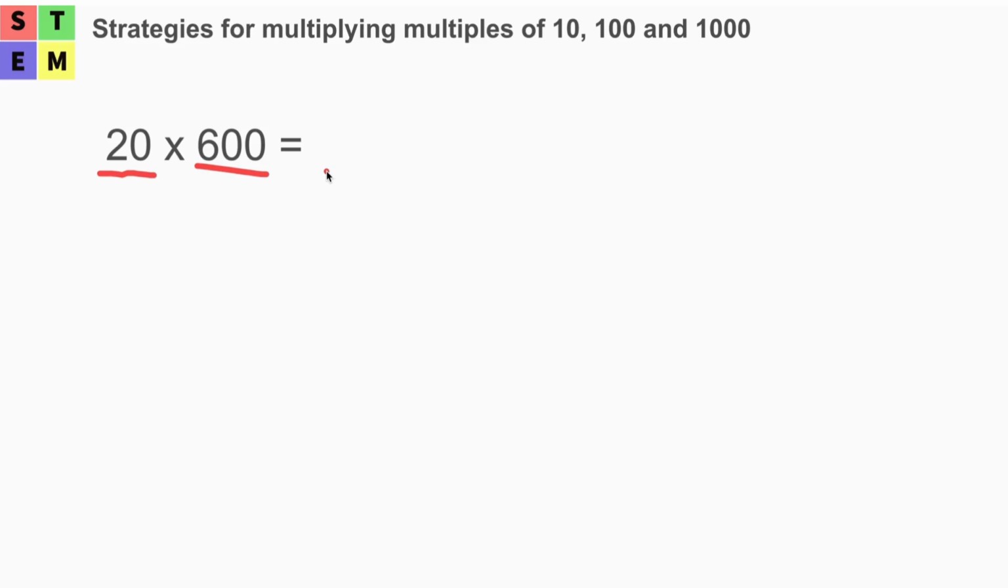So 20 is what? It's 2 times 10, right? And 600 is what? 6 times 100, right? So basically we have 2 times 10, which is 20, and 6 times 100, which is 600. So the next step is we are going to switch the order, right?